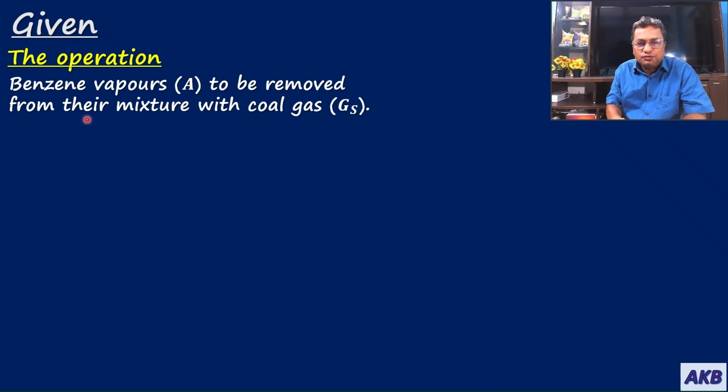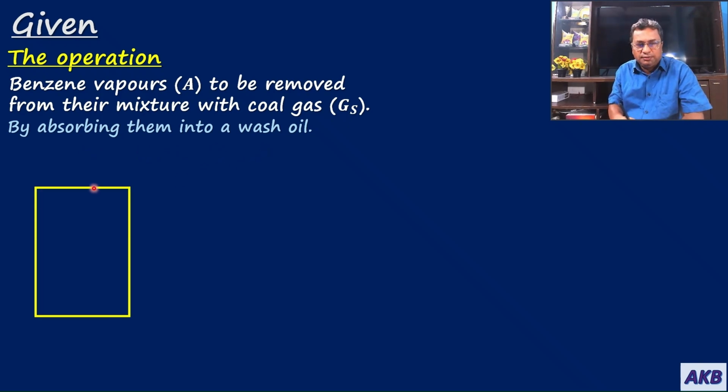They are to be removed from their mixture with coal gas. So coal gas in this case is the insoluble gas. As per our notation, the molar flow rate of the insoluble gas, which is coal gas, in this particular case is GS. How is this to be done? It is to be done by absorbing the benzene vapors into a wash oil. So the solvent used is wash oil.